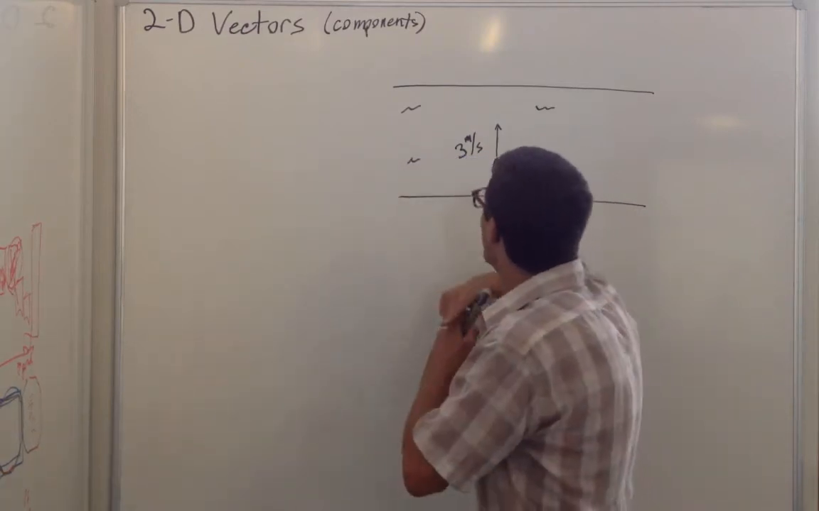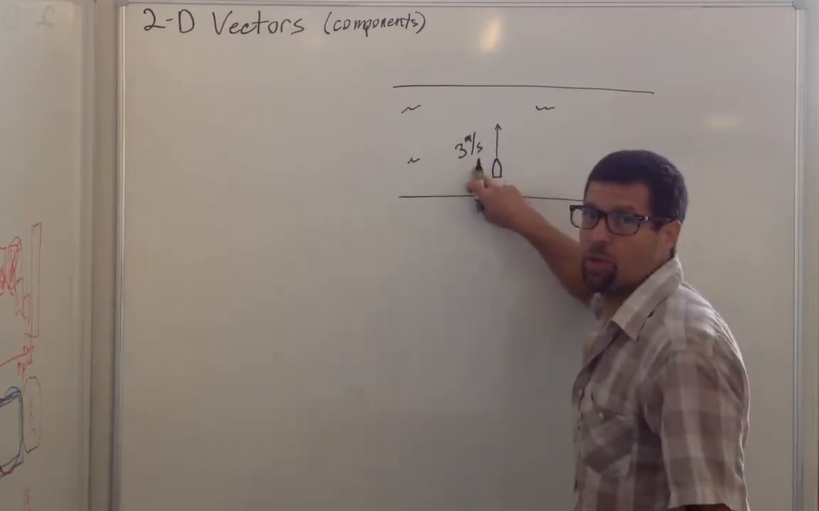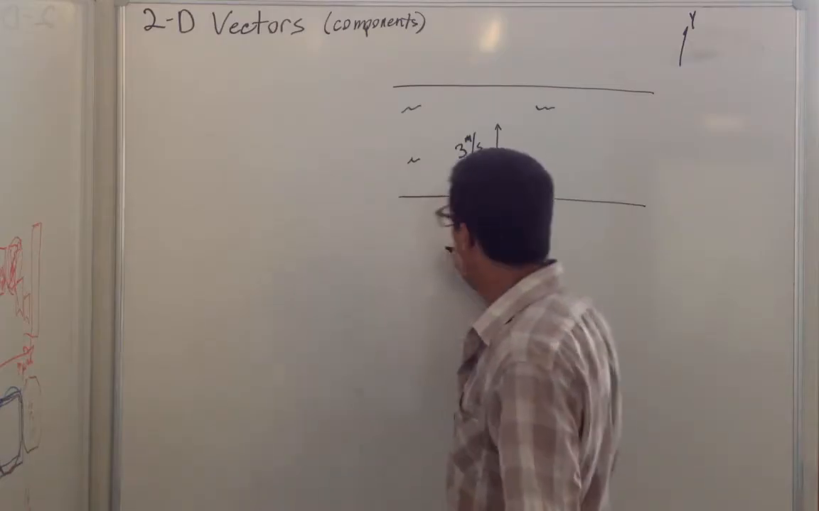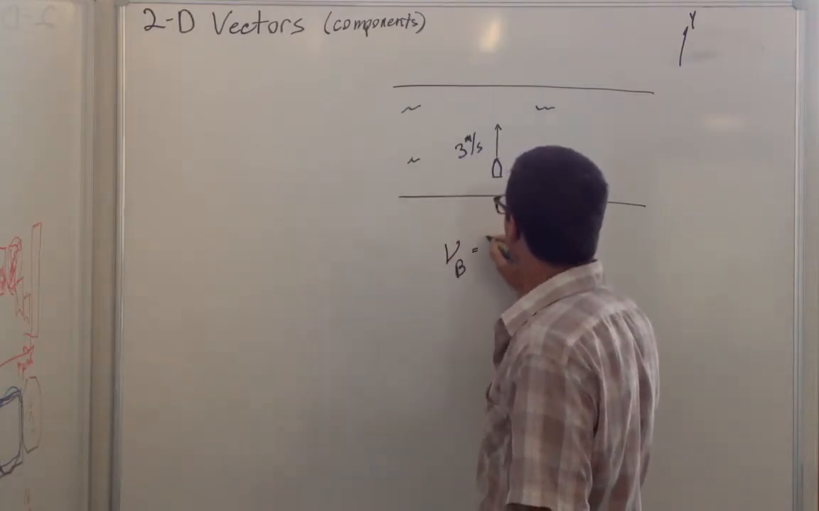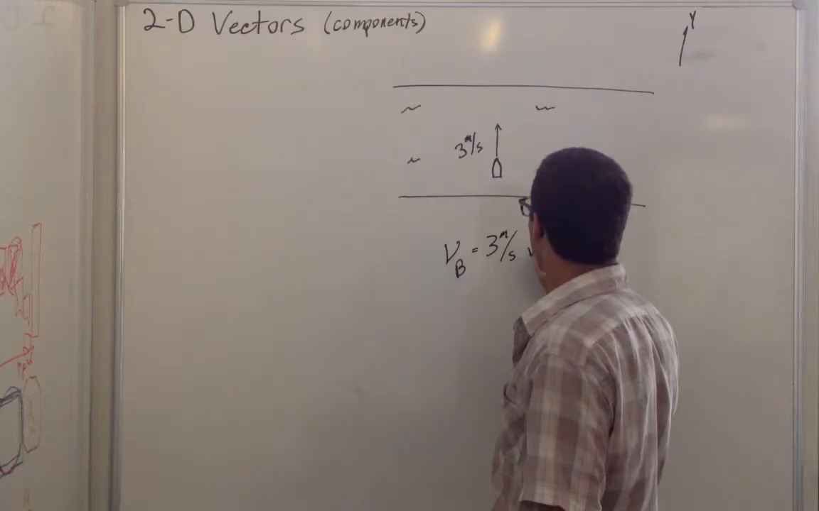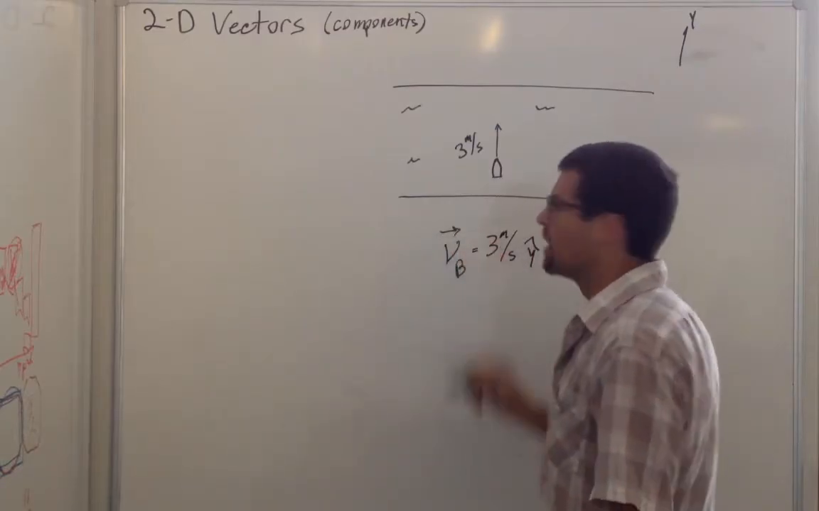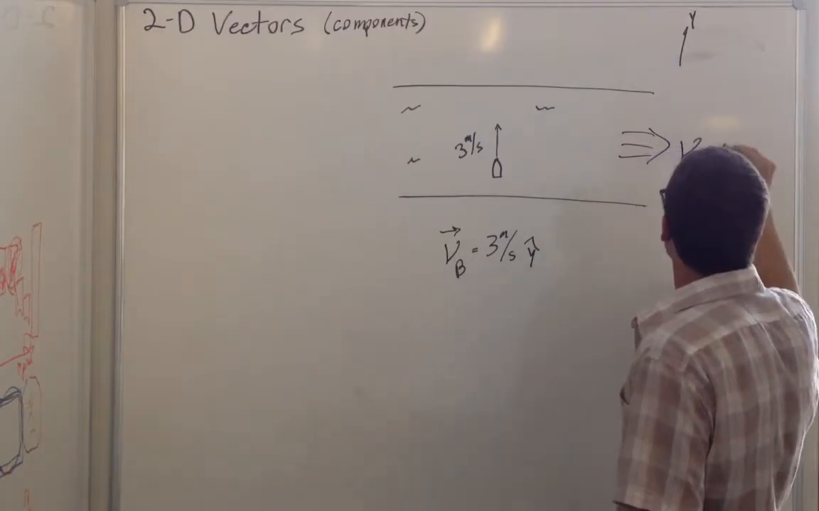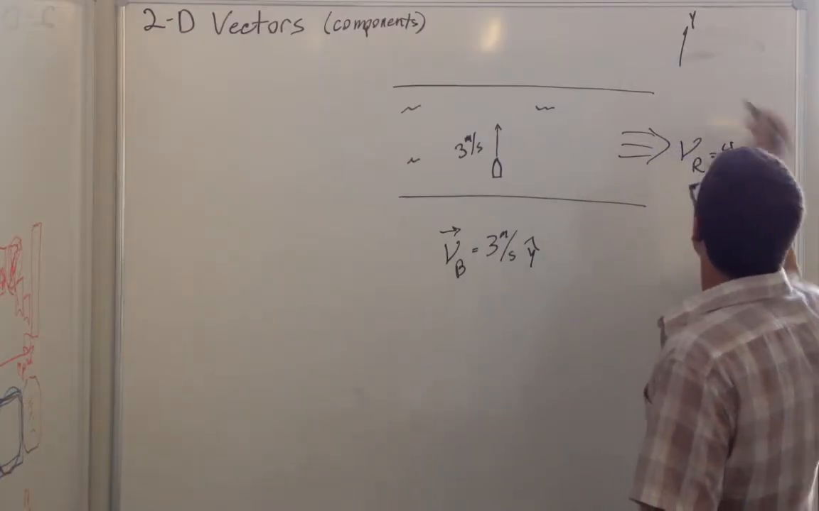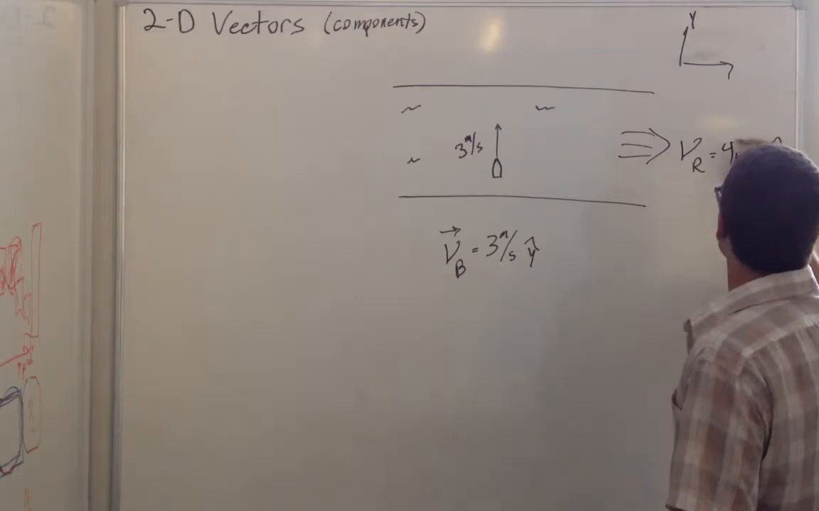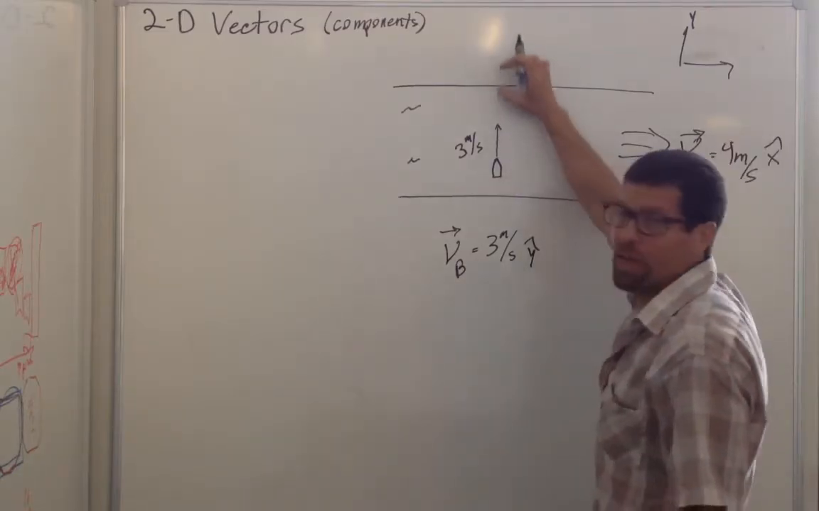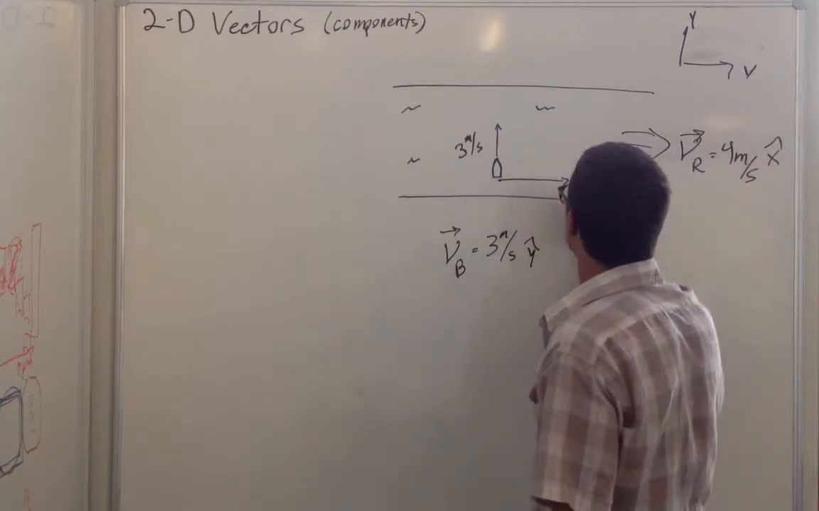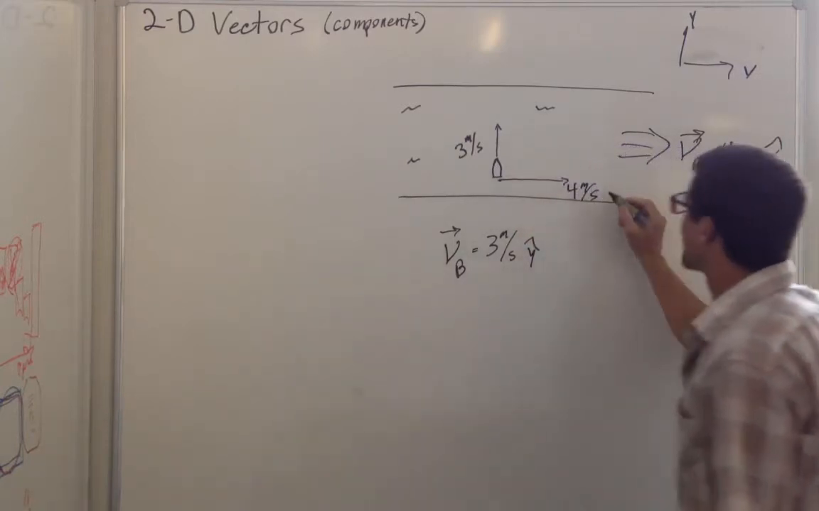For instance, the boat is crossing the river at 3 meters per second. Let's call this the y direction. We could say the velocity of the boat is equal to 3 meters per second in the y direction, and that's a vector. However, the river is moving along at 4 meters per second, and we could say this is the x direction. So the boat, while it's moving at 3 meters per second in the y direction, is also moving at 4 meters per second in the x direction.